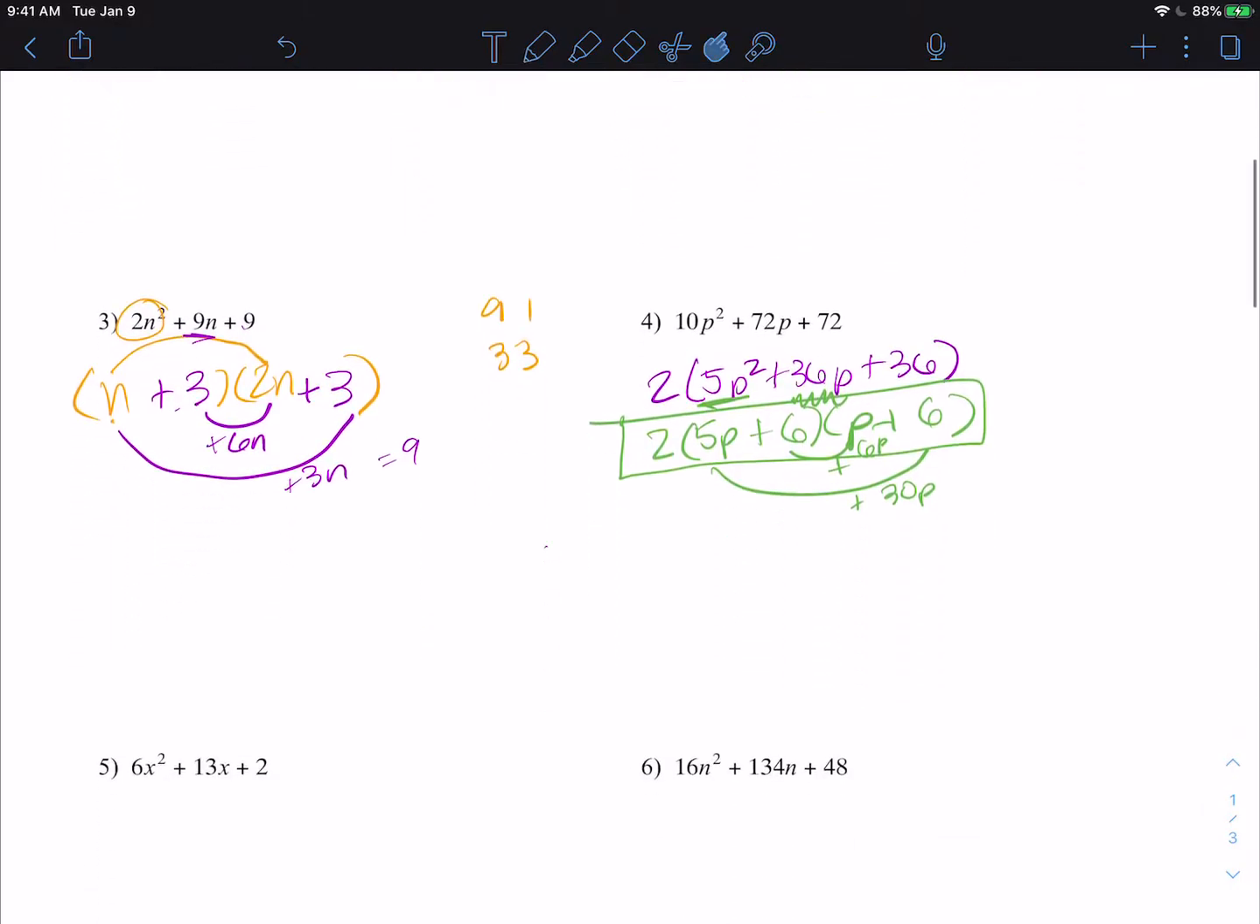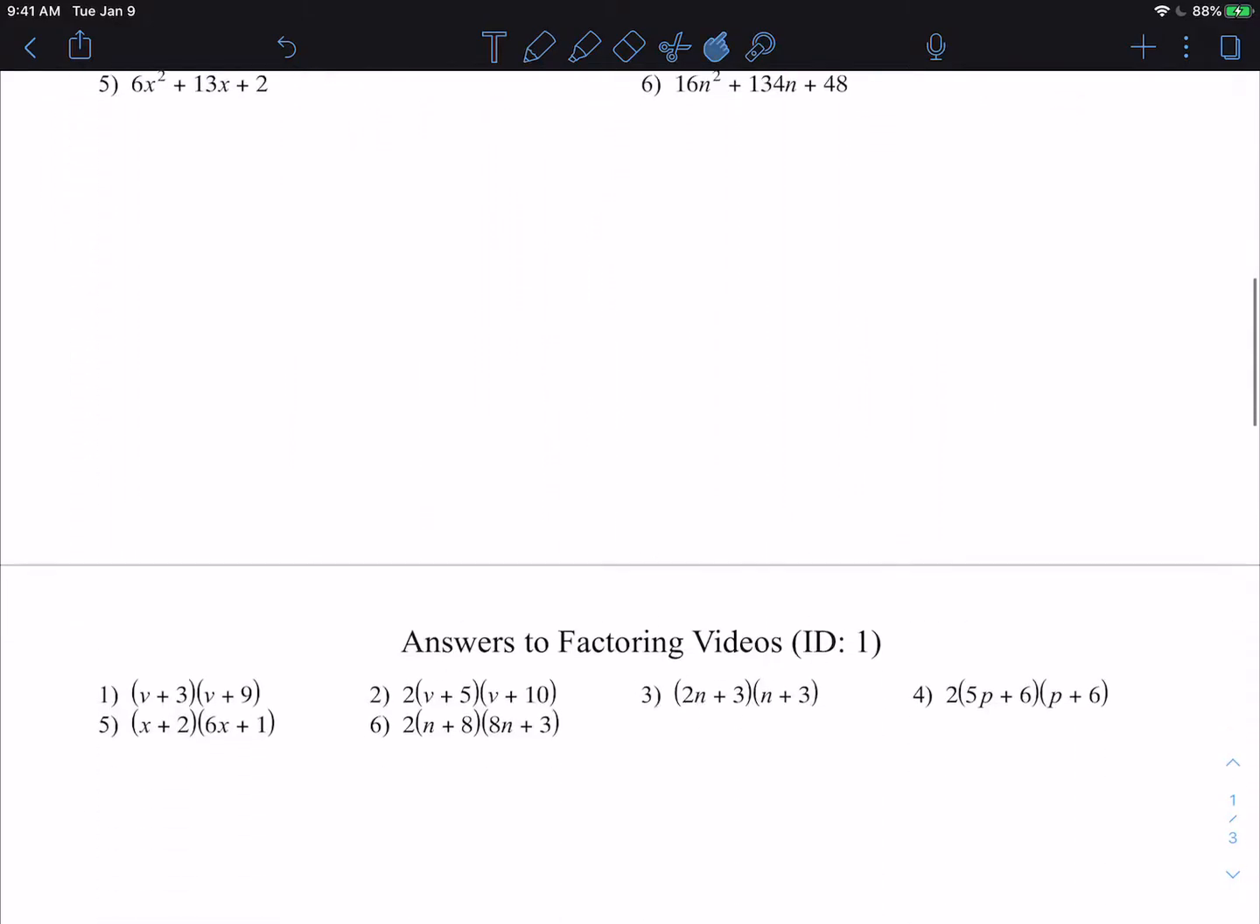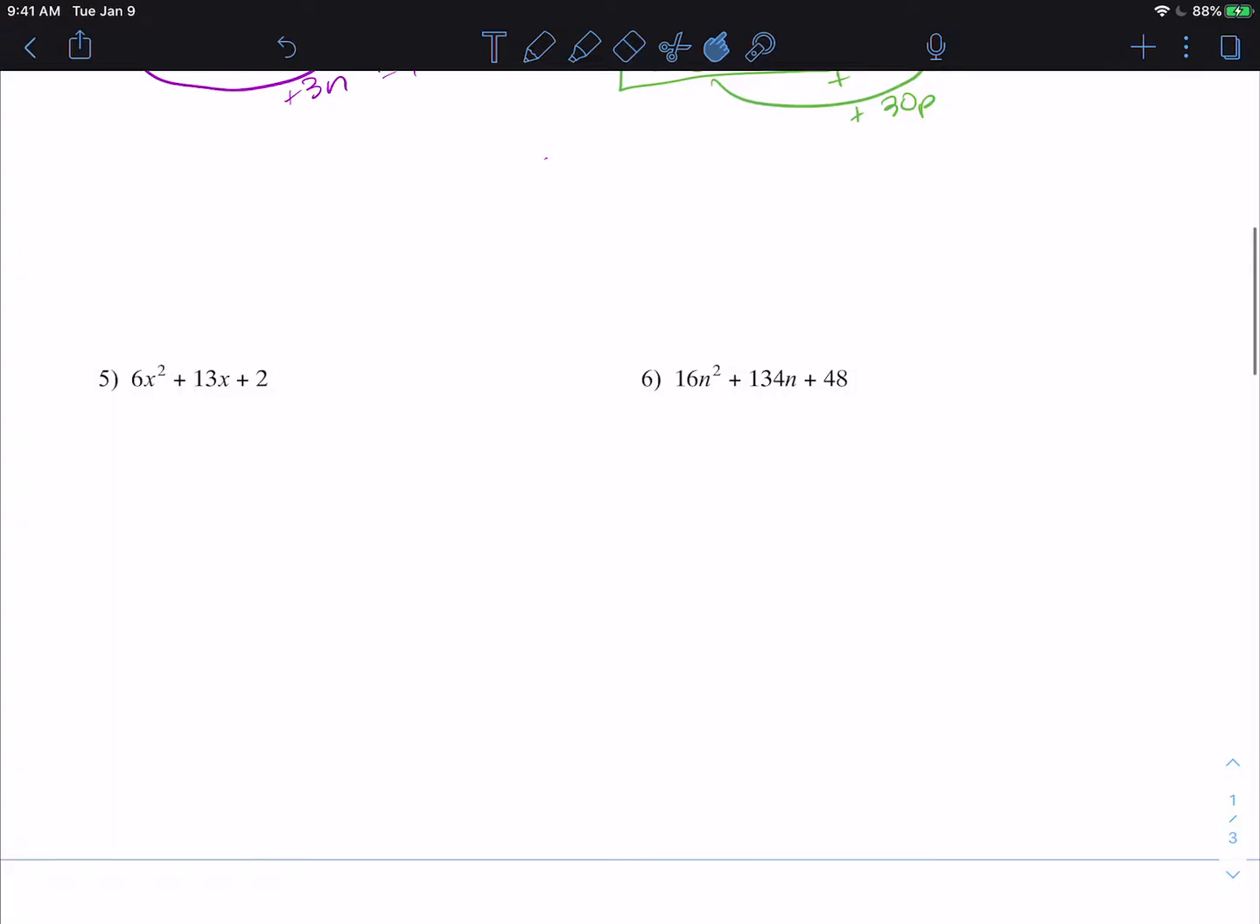Okay? Now, I'm going to show you a different one that has a minus because there's not one of those yet.